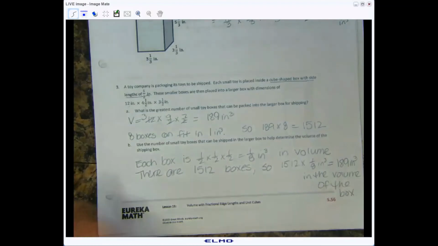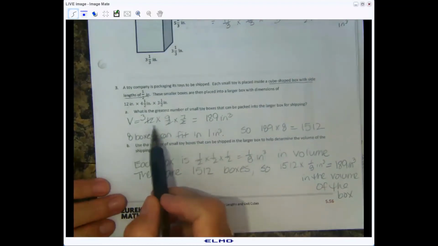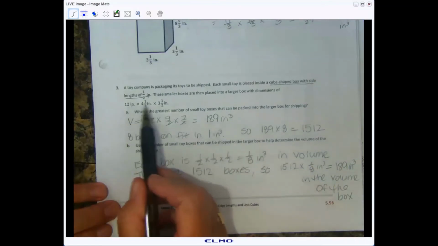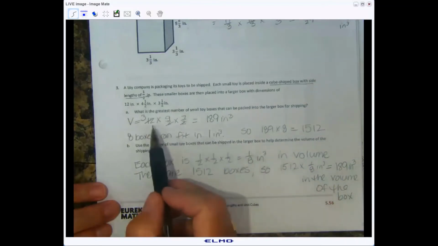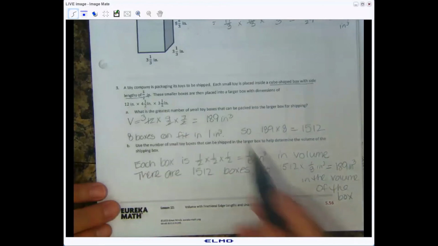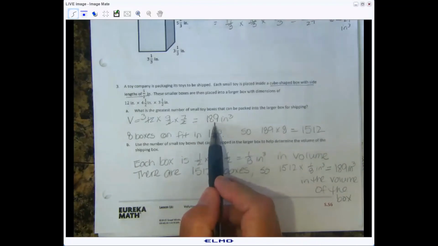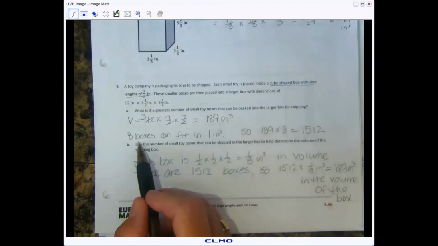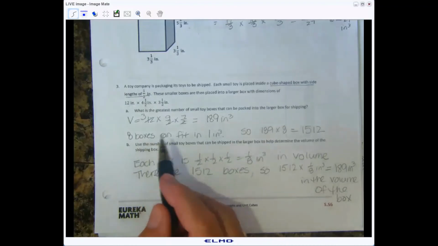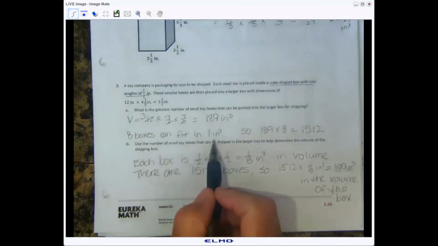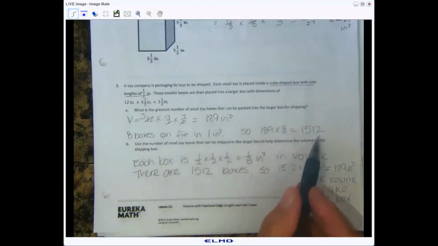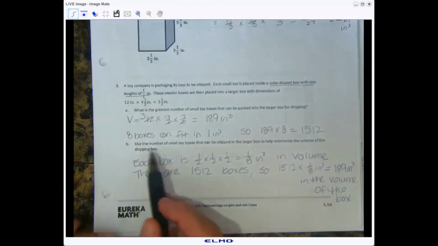So I started out, I'm just going to find out the volume of my large box. It's 189 cubic inches. I just multiplied those 3 together. Okay, 12, 9 halves is 4.5, 7 halves is 3.5, and you get 189 cubic inches. Now, I already know that 8 half-inch cubic boxes can fit in 1 cubic inch. So all I have to do is multiply 189 by 8, and I get 1512.